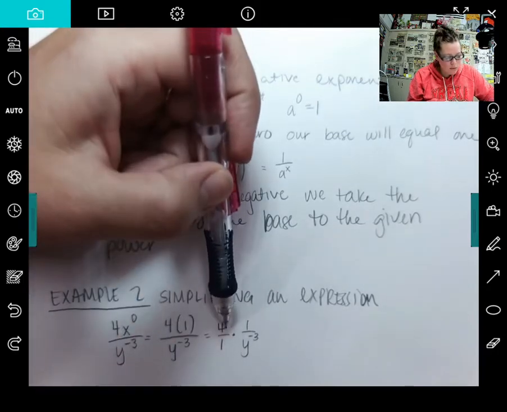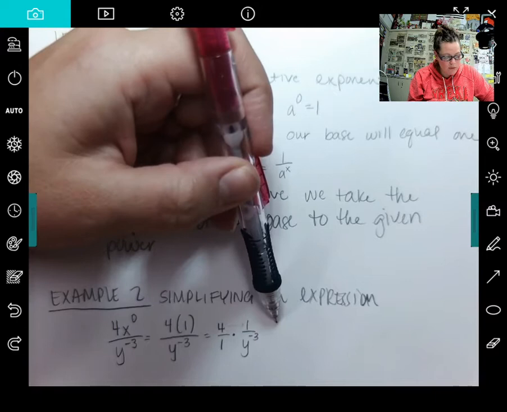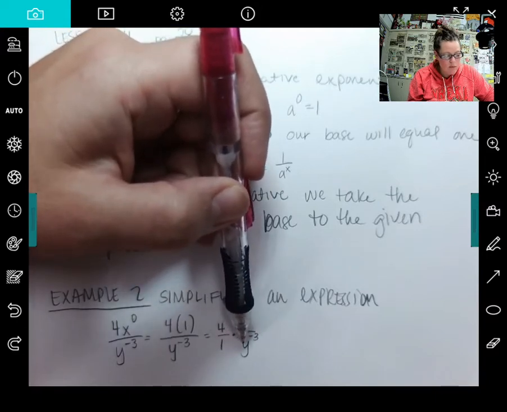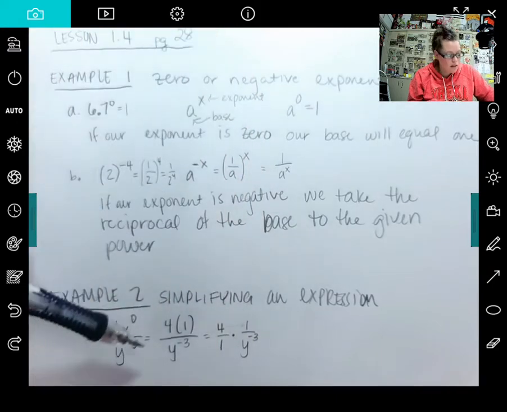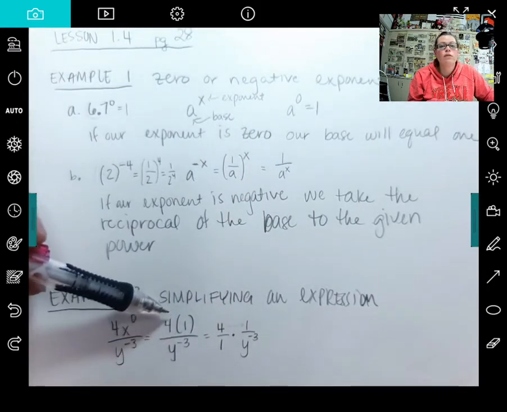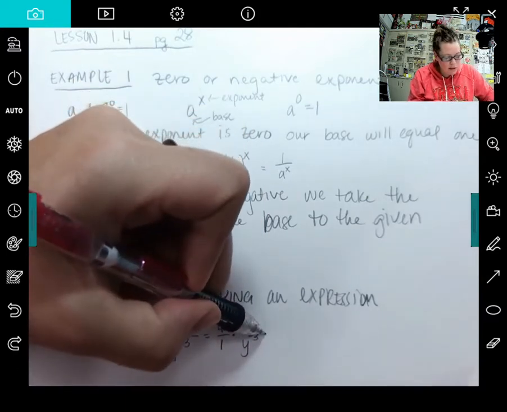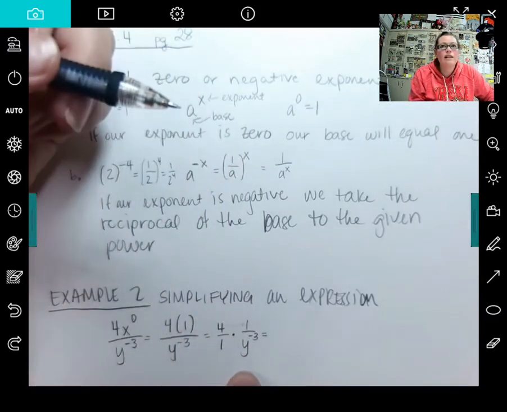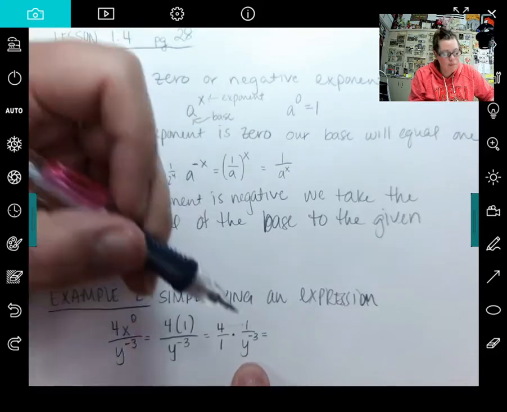Notice if we multiplied straight across, we'd get 4 times 1, which is 4, on the top. And on the bottom, we'd have 1 times y to the negative 3. So we'd end up with 4 over y to the negative 3rd. So we're allowed to do this. With it simplified like this, I would then suggest looking at your negative exponent.